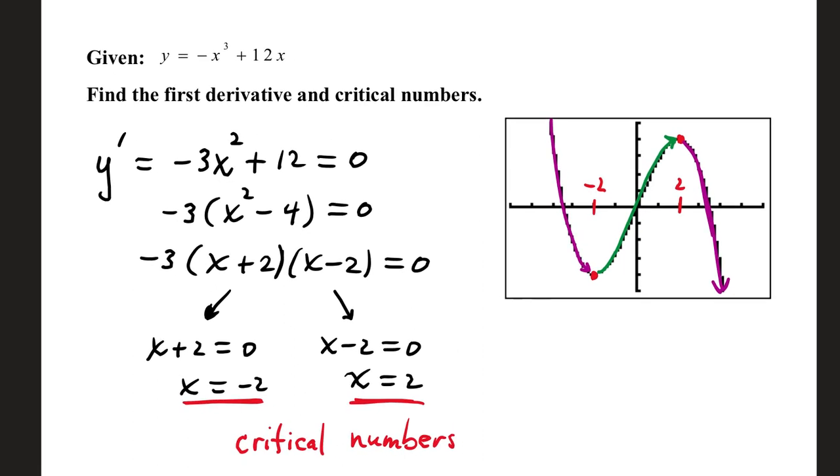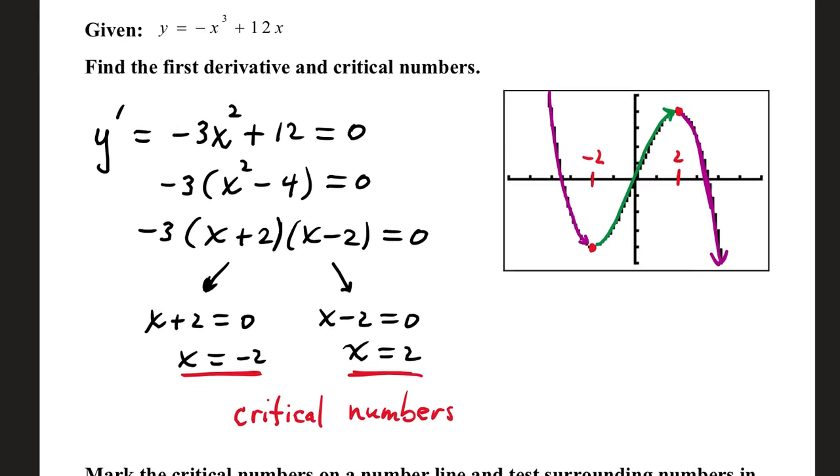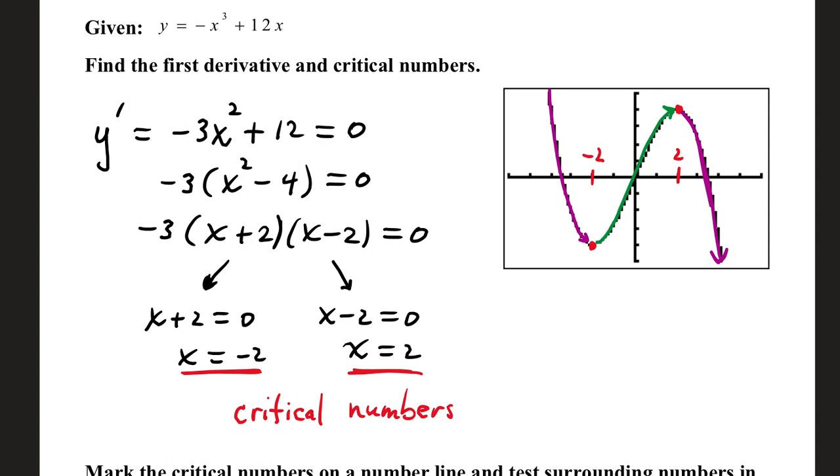Let's take the function negative x cubed plus 12x, and its graph is over here to the right. Our first derivative is negative 3x squared plus 12. We want to know where those rates of change are 0, because those will be valley floors and hilltops.